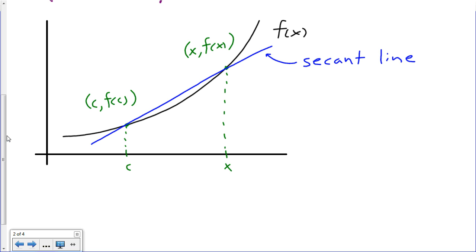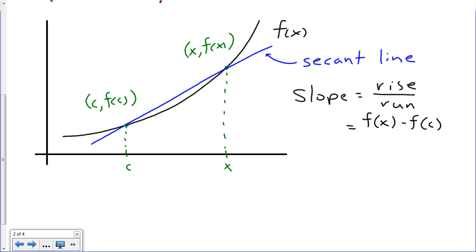And so we found then the slope between these 2 points. Remember, slope, of course, is rise over run. It's one way to think of it. That is the change in the y's over the change in the x's. So using the names that we've come up with for these 2 points, we could say the change in y would be f of x minus f of c all over the change in the x's, which would be x minus c.